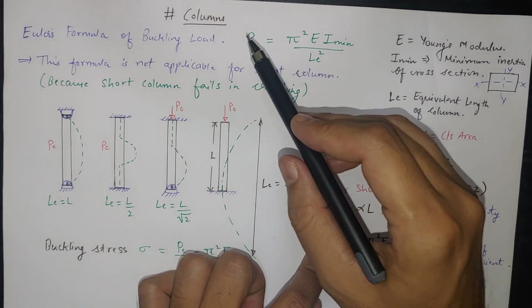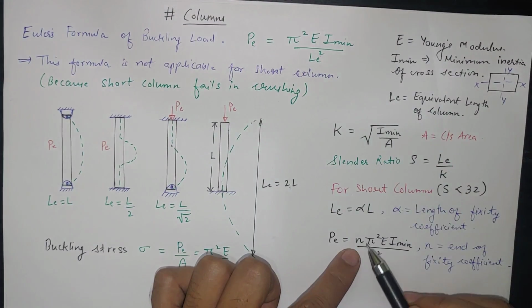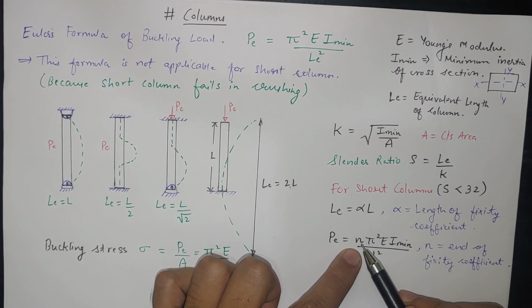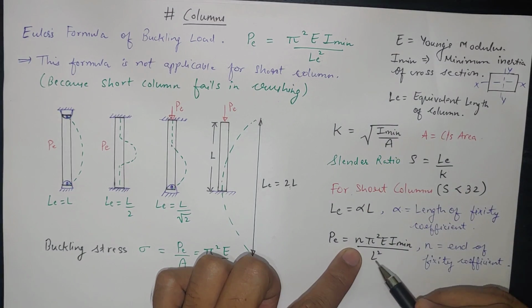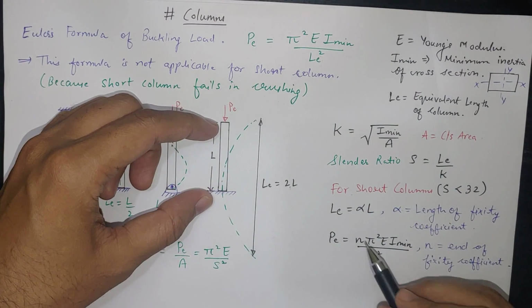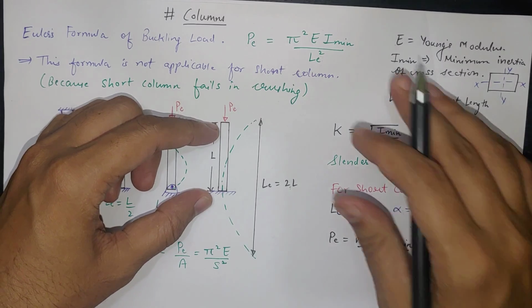If we write this buckling load formula PE as n pi square EI minimum divided by L square, then L is the length of the column and n is the coefficient, the end fixity coefficient. Here we are using Le, the equivalent length, while L is simply the length of the column. So the constant n is the end fixity coefficient.